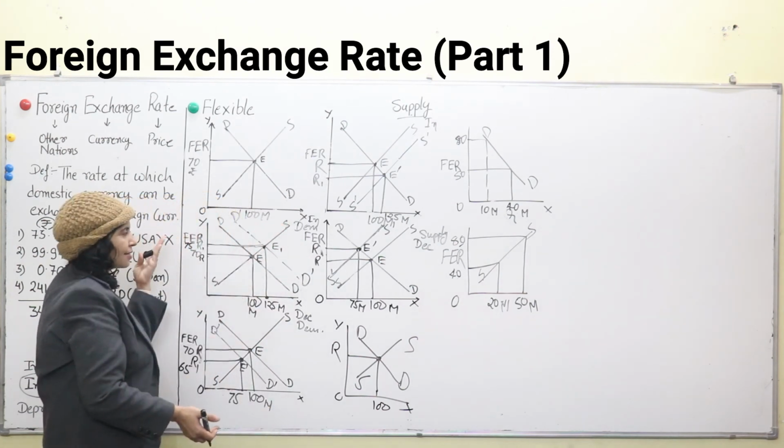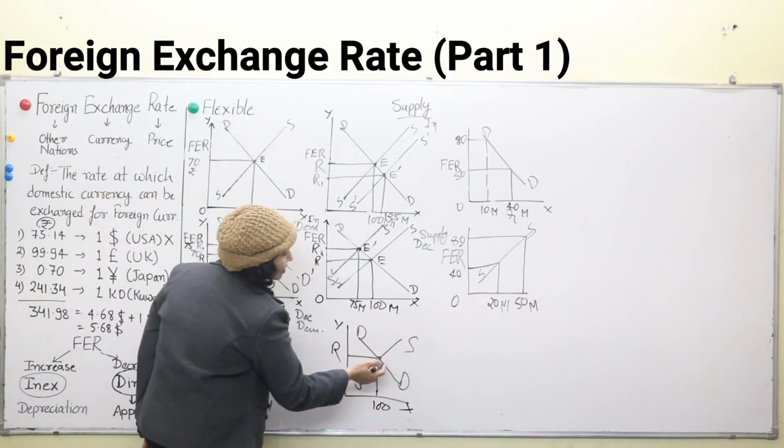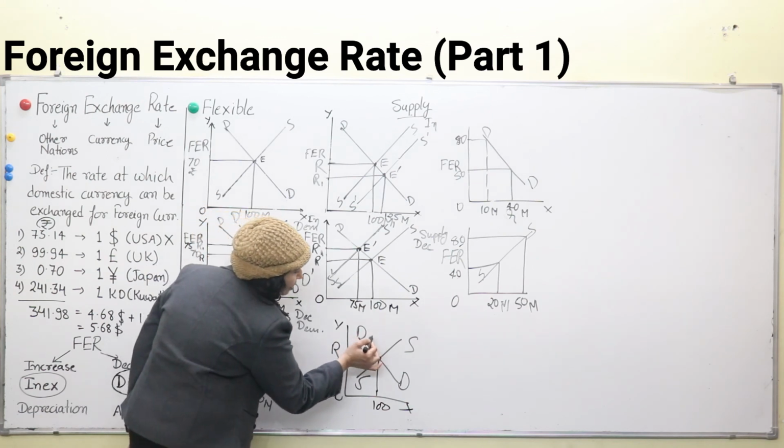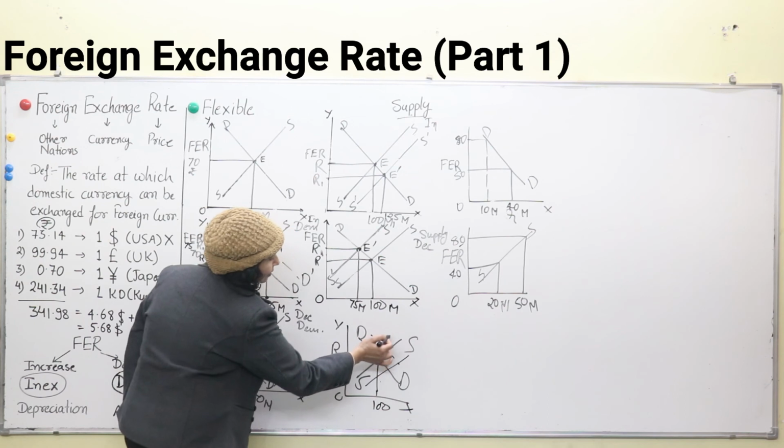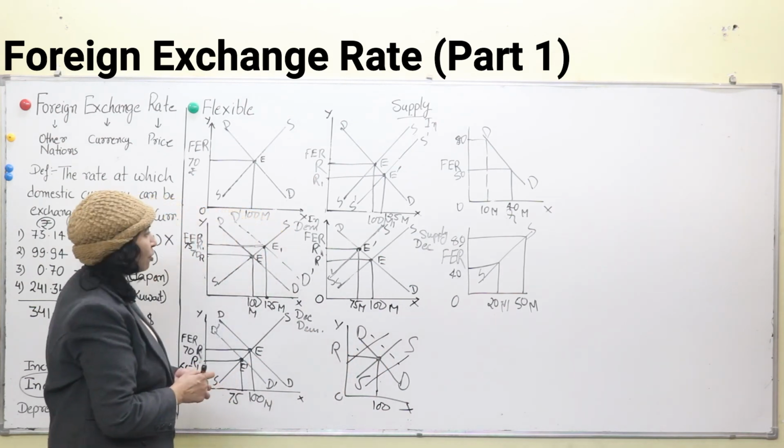Movement of supply and demand will depend upon your need. First of all, discuss demand. When you move your demand towards right, this is increase. When you move towards left, this is decrease. Now for supply also, this is increase and this is decrease. So this is very simple. That's how we decide that.